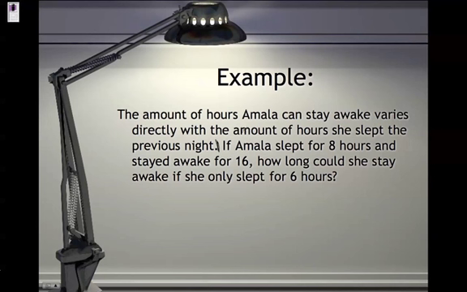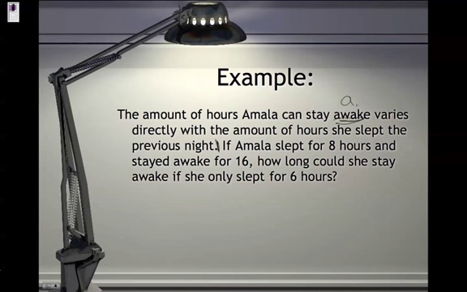When we say the amount of hours Amala can stay awake, that's going to be a variable number. We're going to need a letter to represent that. So the easiest thing I can think of is, since the important thing is it's the amount of hours she can stay awake, I want to use the variable A to represent awake. If you have multiple choice, you might want to look at what they give you and think about what those variables mean, but A for awake sounds good to me.